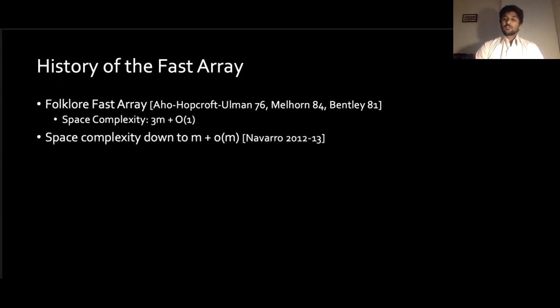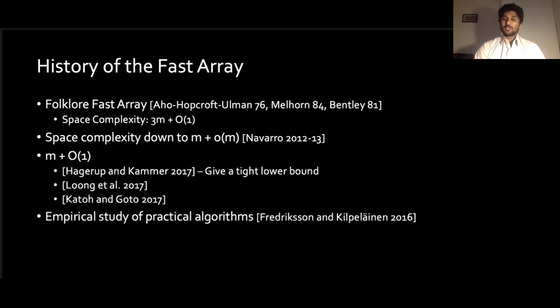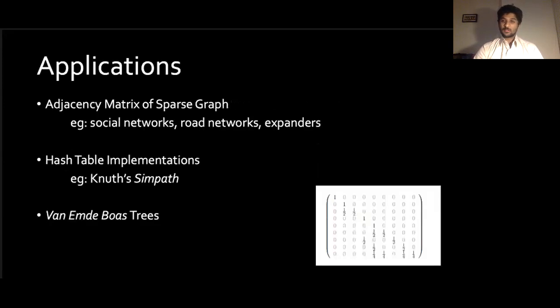In 2012, Navarro showed that compression techniques could be used to reduce the space complexity to m plus little o of m. And a series of results by several research groups in 2017 devised bit packing and chaining techniques that reduce the space complexity to m plus O of 1. The work of Hagerup and Kammer further shows that this space complexity is the best possible. In a recent empirical study, Fredriksson and Kilpeläinen implemented the folklore algorithm and Navarro's algorithms and found that these fast arrays significantly improve runtimes when up to 10% of an array is accessed.